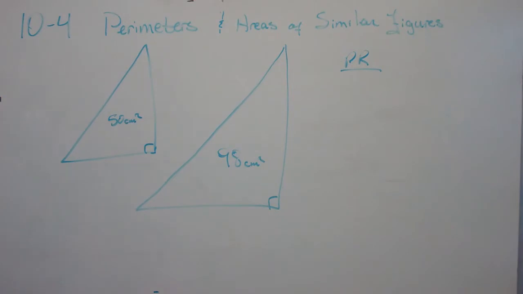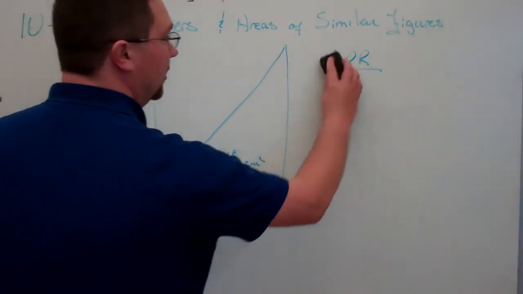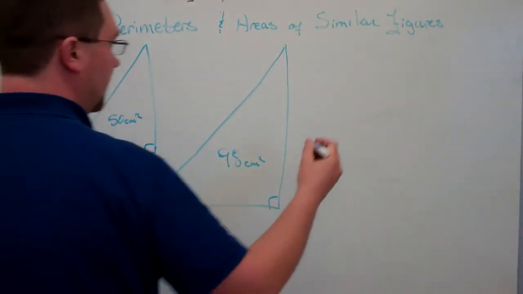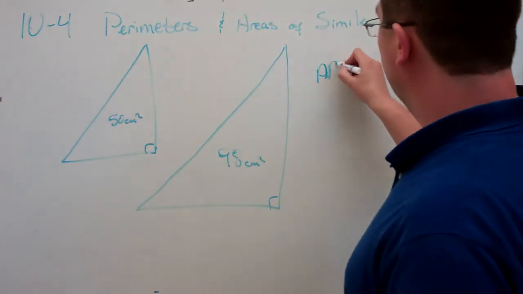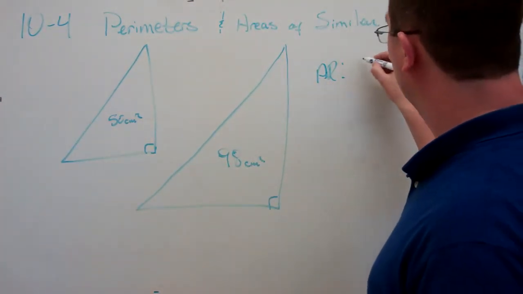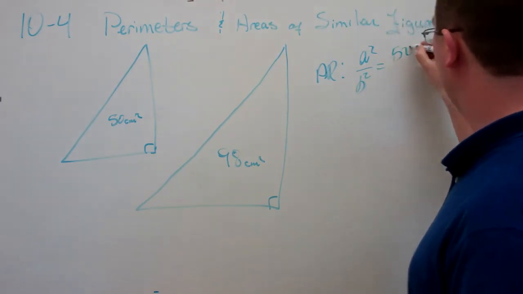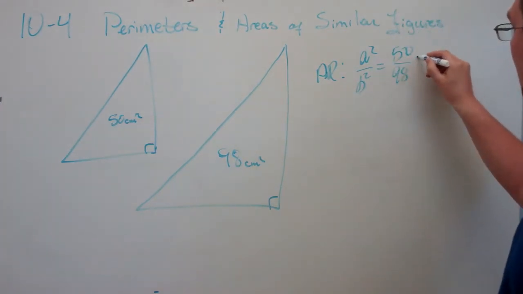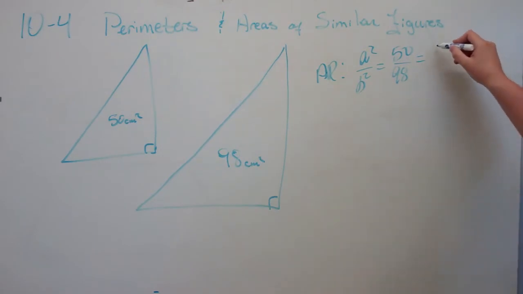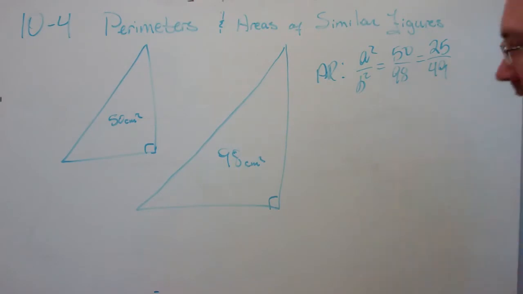So, what are we going to do? Well, let's set the problem up. We know our area ratio, which is a squared over b squared, equals 50 over 98, which reduces down to 25 over 49.